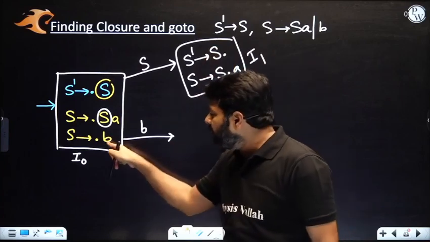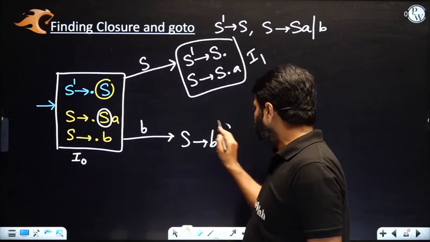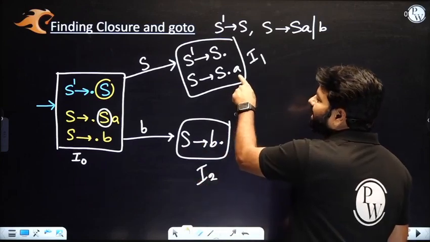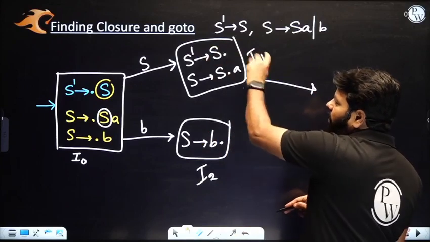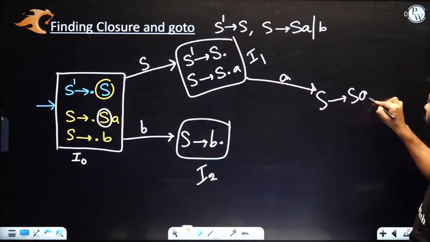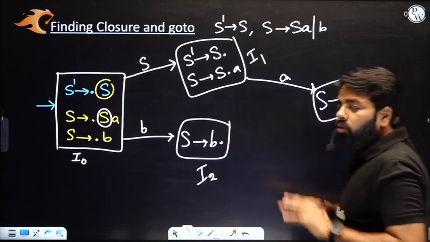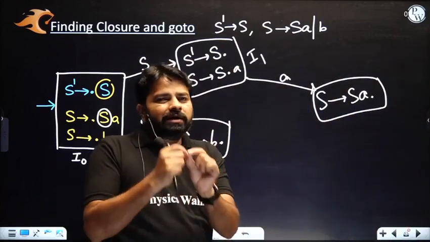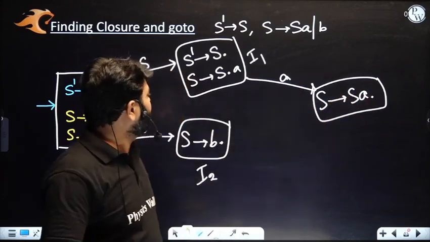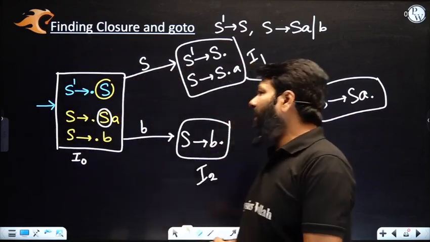And here when I read B, it moves to the end. When it moves to the end, you can't expand it, so close it. This is called I2. It's not yet over, because here still A is there. So from the state I1, by reading A, the dot will move to the end. S derives S A dot. Apply the closure on this, there is no expansion, so we will close it. But don't close immediately. You should look at whether there is any non-terminal after the dot. So you need to apply the closures again and again. Fine. This is the old LR0 parsing DFA.